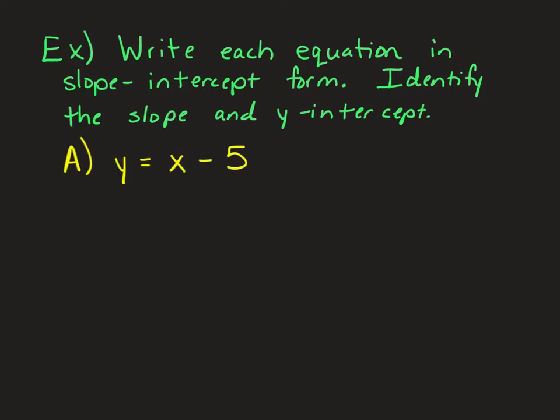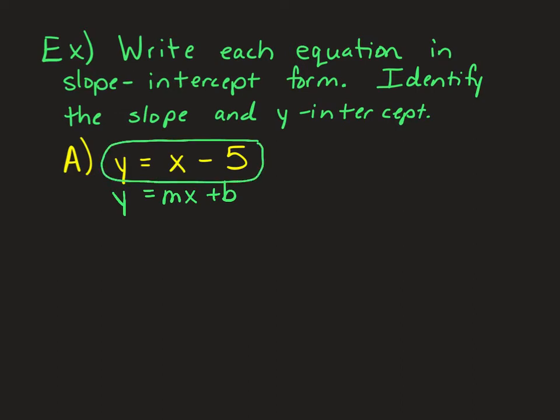Okay, so for problem A, y equals x minus 5. Let's compare it to slope-intercept form. We have y equals something x minus a number. This is already in slope-intercept form.